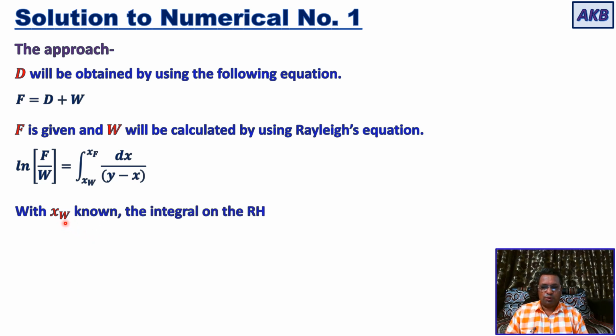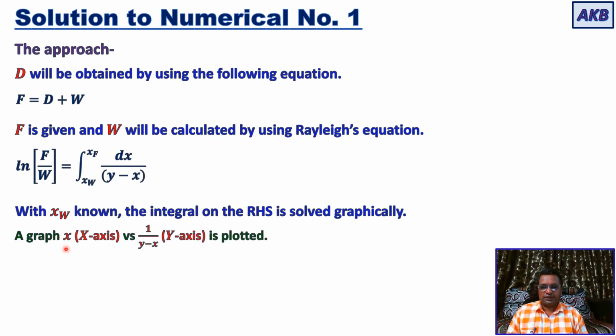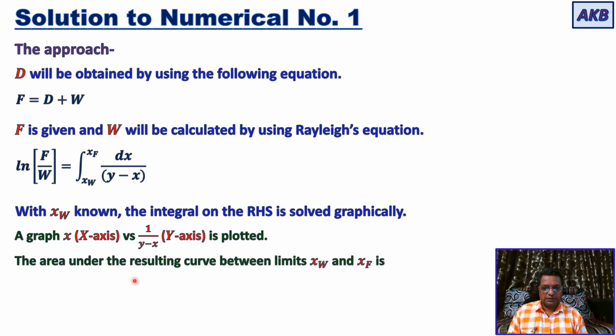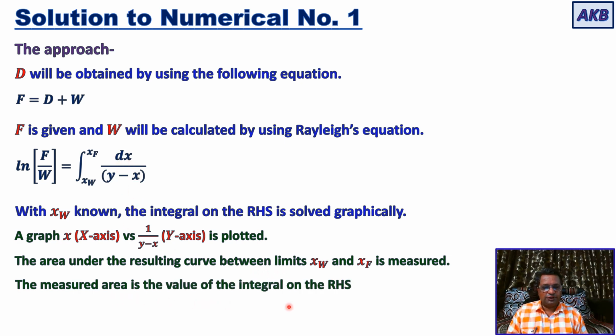So with xw known, after using this equation, xw is given to us. With xw known, the integral on the right hand side, that is this integral, we are going to solve it graphically. For that, we will be plotting a graph of x on x-axis and 1 upon y minus x on y-axis, and the area under the resulting curve is then measured between the limits xw and xf, and that area is nothing but the integral. The measured area is the value of the integral on the right hand side.